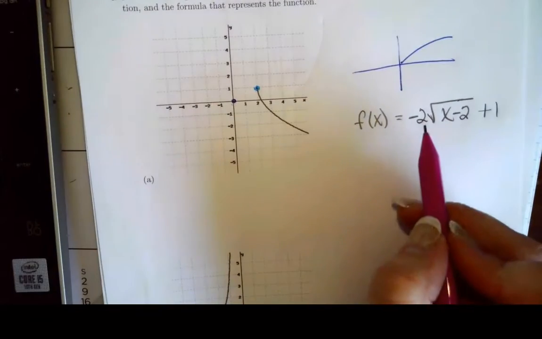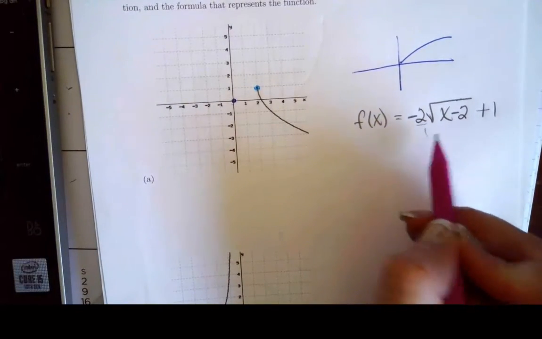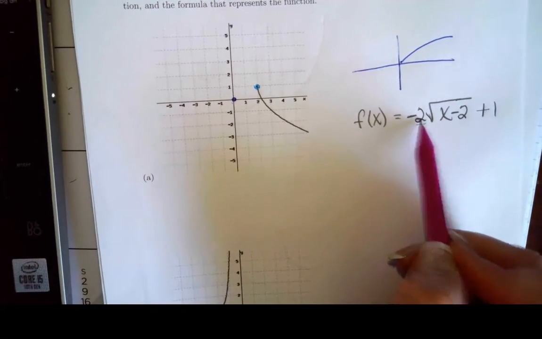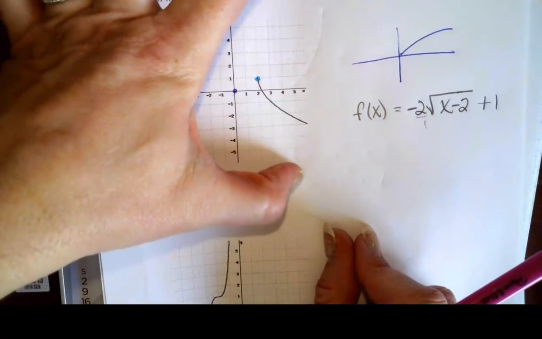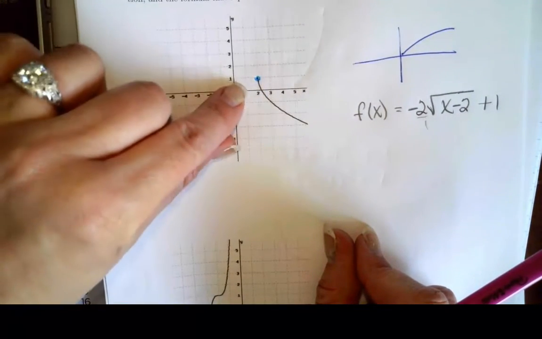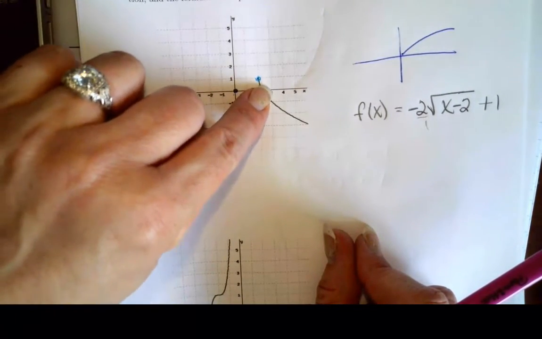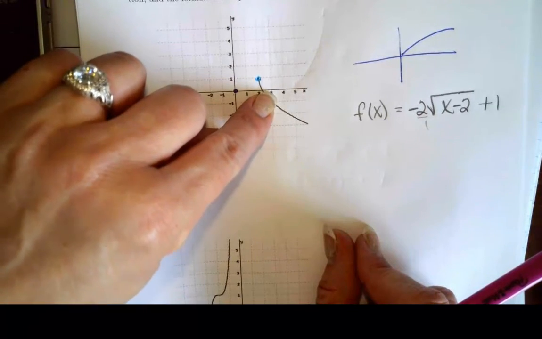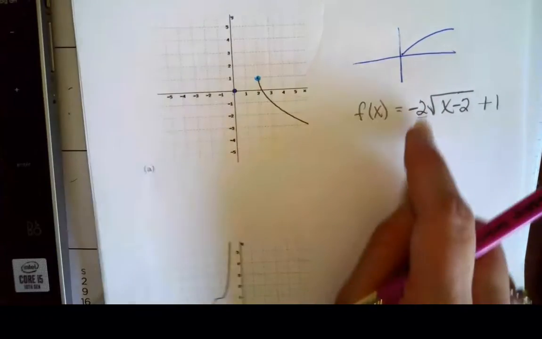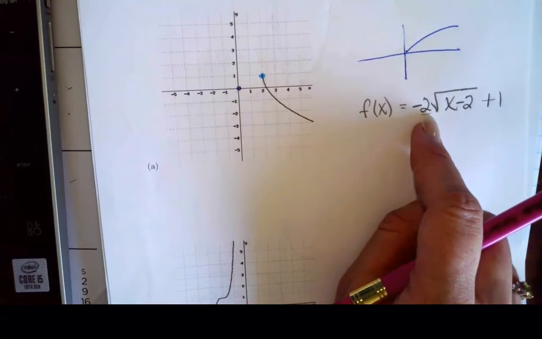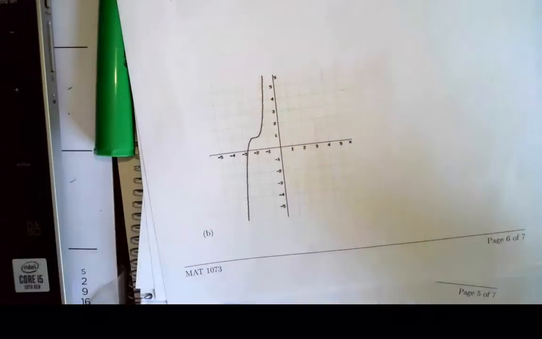Okay, so that means that I have a vertical stretch. I made it go taller instead of just being from 1 to the next diagonal, just diagonal 1-to-1. I made it taller. So he's going to be a vertical stretch of 2. So let's try it again.